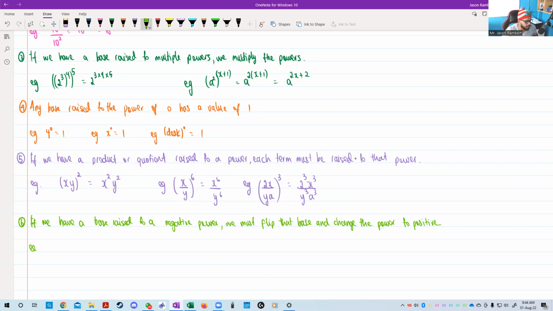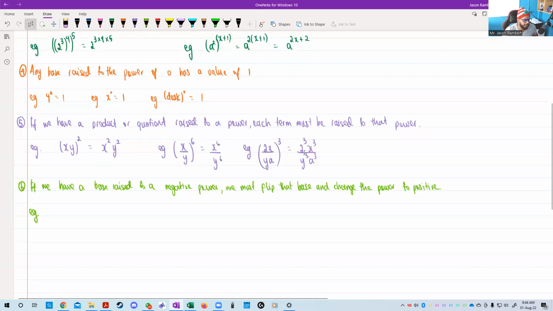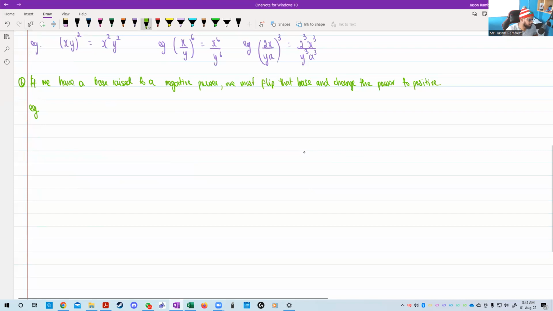For example, if I have a base, say the base is 2, raised to a negative power, minus 3. The first thing I want you guys to do, identify which base has the negative power attached to it. In this case, 2 has the negative power attached to it.